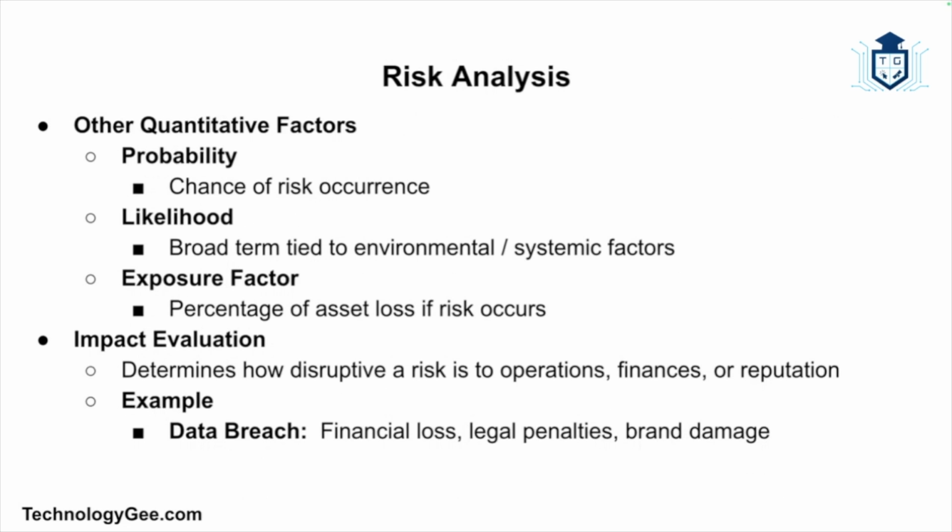And other factors include the following. You have probability. This is the chance of the risk occurring. We have likelihood. This is a broader term that is often tied to environmental or systemic factors. And then we have the exposure factor. This is the percentage of asset loss if the risk occurs. So what is the impact? Impact evaluates how disruptive a risk could be to operations, finances, or reputation. So for example, a data breach might cause financial losses, legal penalties, and brand damage.